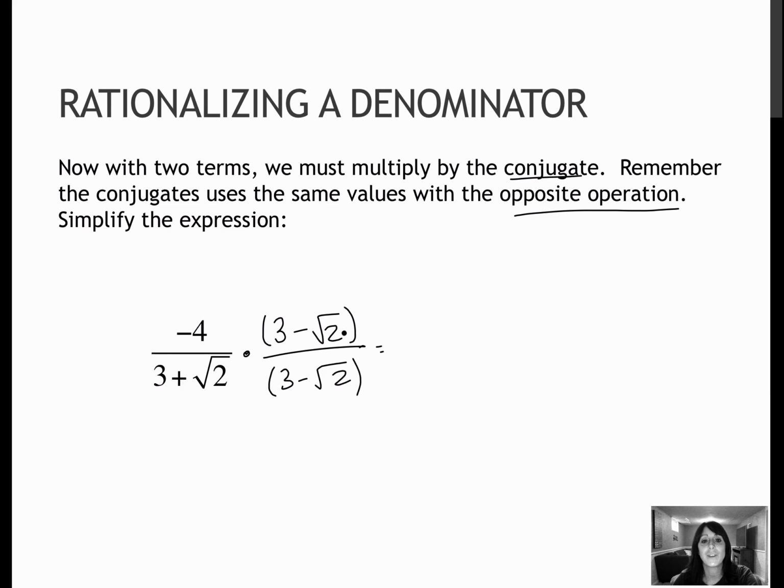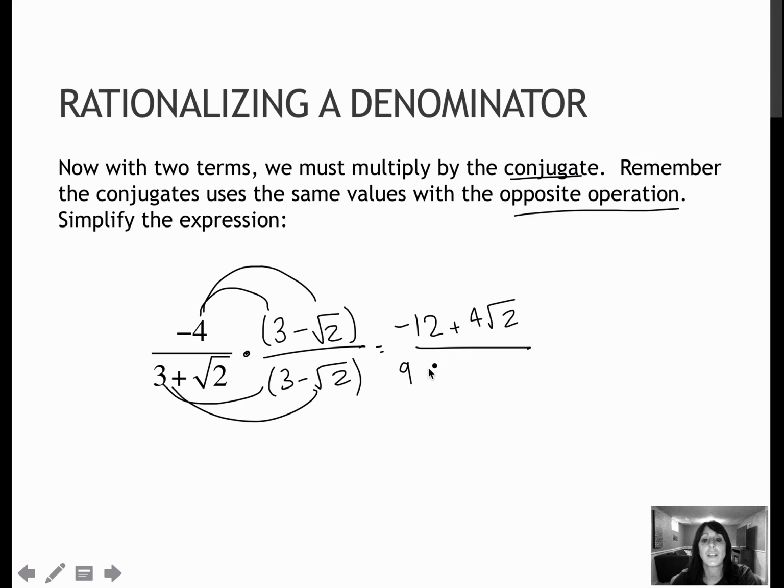The numerator, nothing really cool is going to happen there. So minus 4 times 3 is minus 12. Minus 4 times minus radical 2 gives me plus 4 radical 2. On my denominator, however, remember this is sort of like the difference of squares pattern. We're going to take 3 times 3, which is 9. This value is going to give me minus 3 radical 2, and that's going to give me plus 3 radical 2, which is going to happen every single time you multiply by a conjugate, which is why we do it. And then radical 2 times minus radical 2 gives me minus 2.